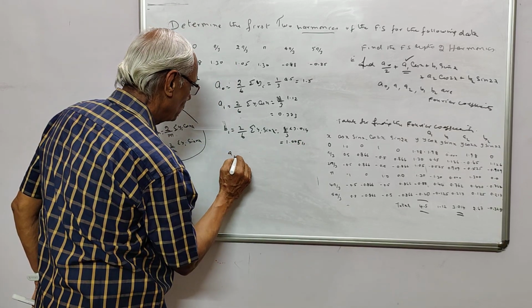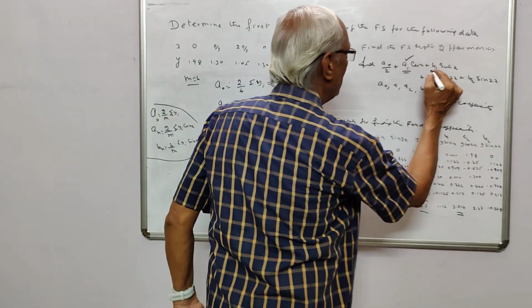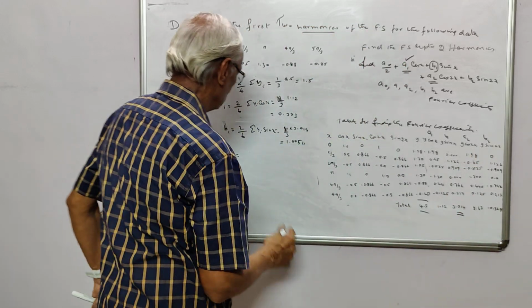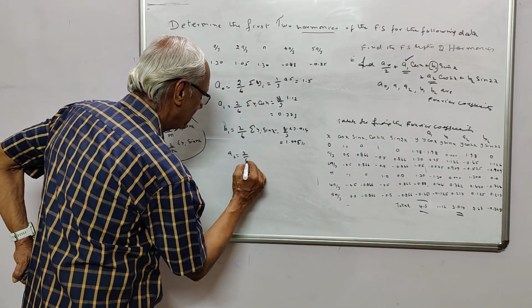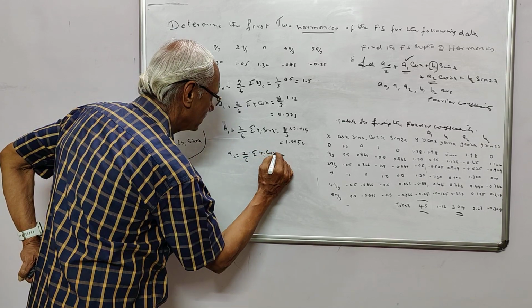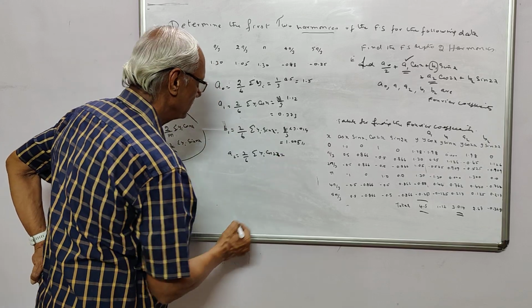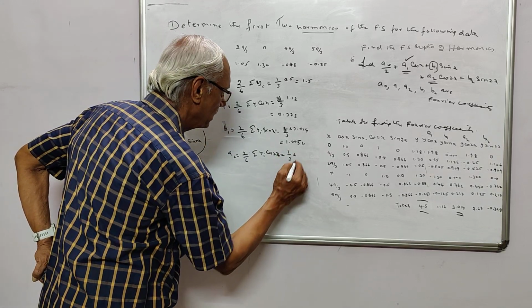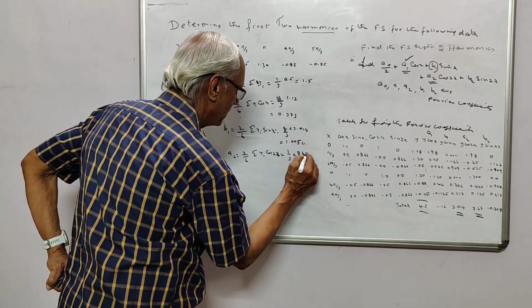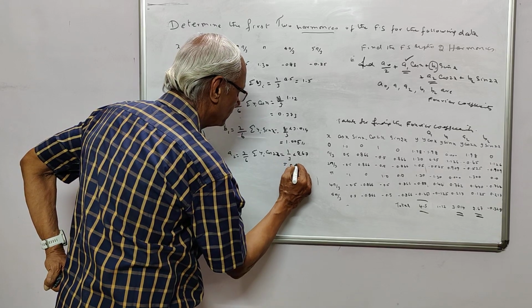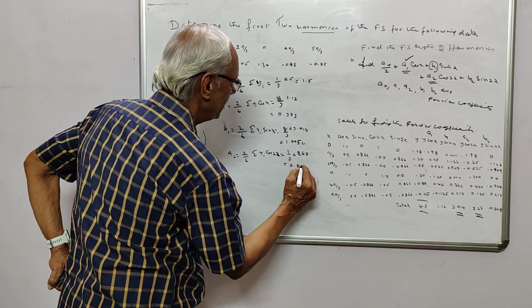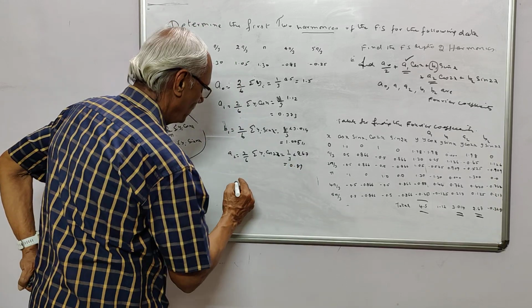Then A2, what is it? So I have found this one, I will find this. What is your A2? A2 is this. So what is your A2 now? 2 by 6 sigma of y cos 2x. So this is equal to 1 by 3 into 2.67. So this is equal to 0.89.